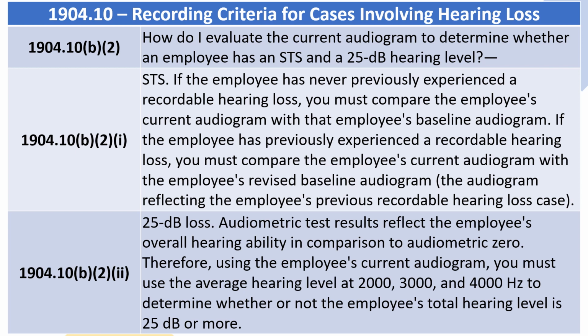25 dB loss. Audiometric test results reflect the employee's overall hearing ability in comparison to audiometric 0. Therefore, using the employee's current audiogram, you must use the average hearing level at 2000, 3000, and 4000 Hz to determine whether or not the employee's total hearing level is 25 dB or more.